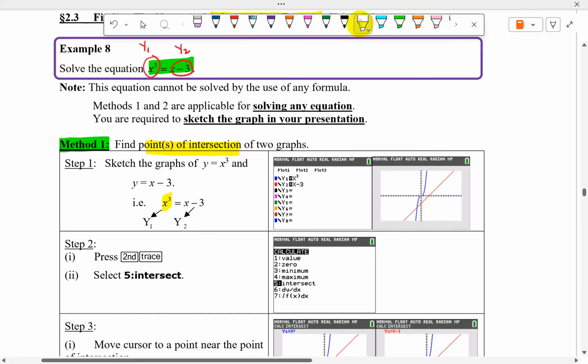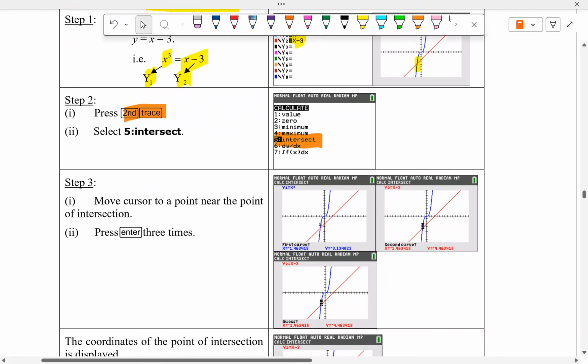So over here, follow the instruction. Y1 you put as x cubed, y2 you can put as x minus 3. Okay, go and graph it, and you'll see that there is only one solution. So then go to your GC, second trace, and look for intersect. Okay, first curve, second curve, you can just enter because the GC will automatically choose the curve for you.